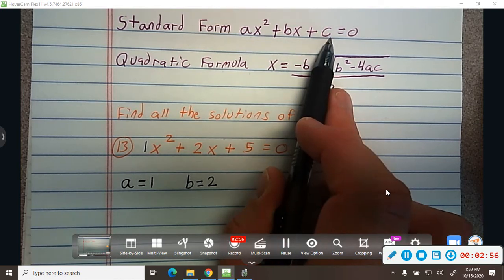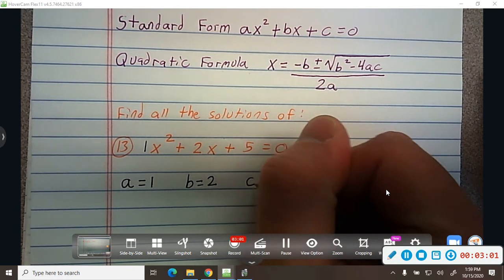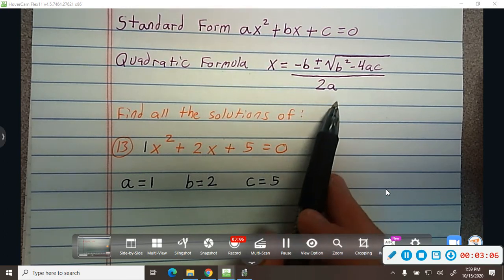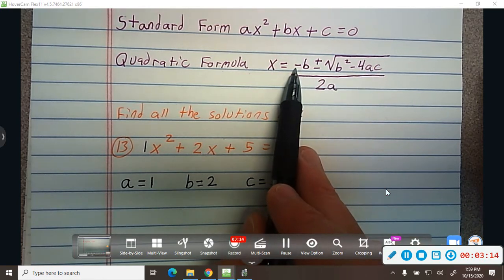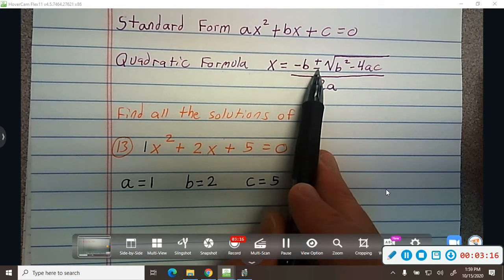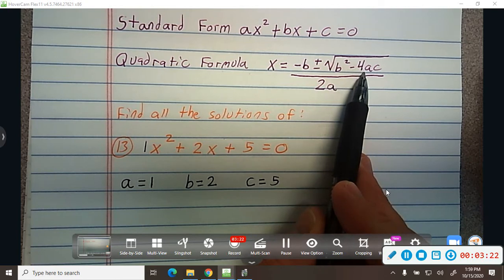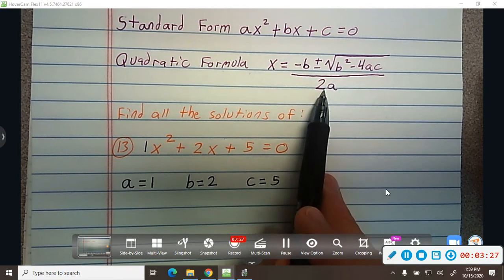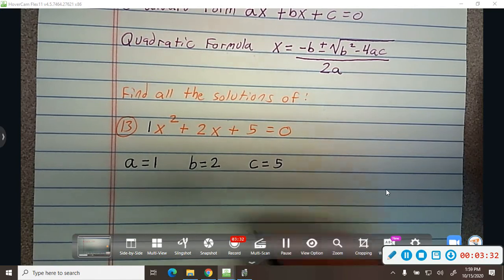And then notice plus c. c would be 5. Now the c is only in one part of the formula. It's just right here. So instead of c, I'm going to put 5. So I'm going to do something called substitution, and I'm going to put negative 2 plus or minus the square root of (2) squared minus 4 times a, which is 1, times c, which is 5, divided by 2 times a, and a is 1. So I'm going to take all that and write it down.